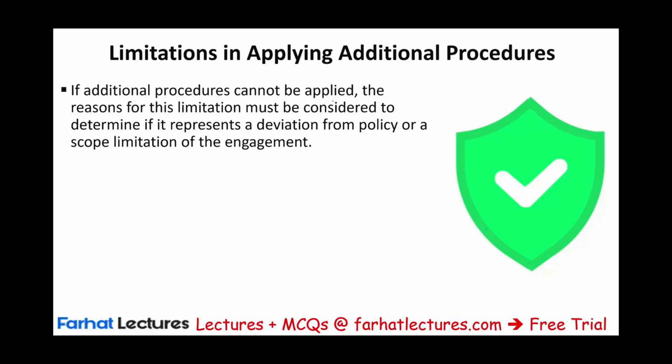Limitation in applying additional procedures. If additional procedures cannot be applied, the reasons for this limitation might be considered to determine if it represents a deviation from the policy or a scope limitation of the engagement. So when we cannot find a way to test something, we might look at additional procedures. Now, if these additional or alternative procedures cannot be applied, we have to know why. And if we cannot apply additional procedures to find out what's happening, we have to determine how that is affecting the overall scope of the engagement.